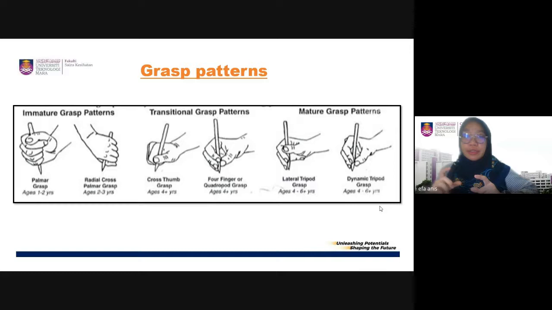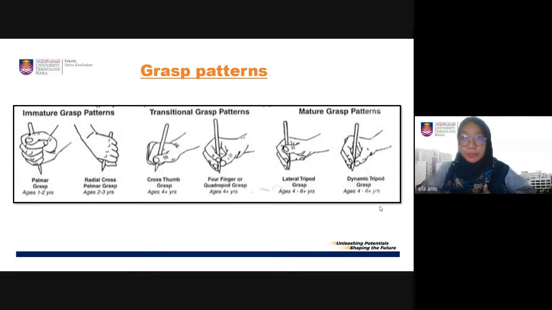So as you can see, the immature grasp pattern is the same as radial. It's like a full view of the fingers, like what Mr. Hafidin showed first, during the baby development stage. Then we go to the transition grasp pattern, when the child has started to include the thumb and form the web of the hand, and also the mature grasp pattern, where the grasp pattern is progressing to the dynamic tripod grasp.